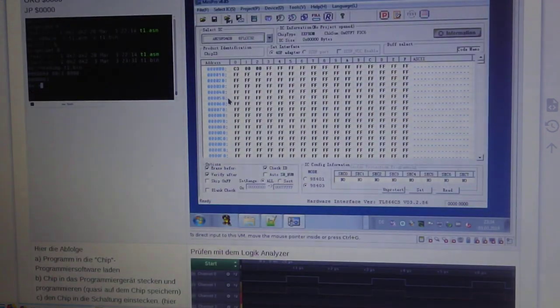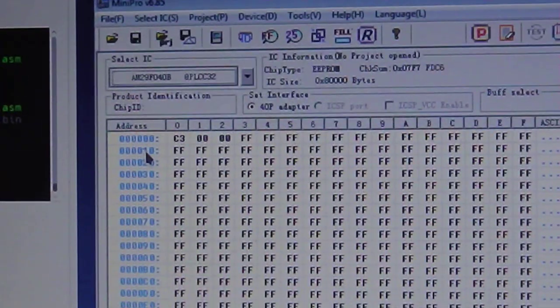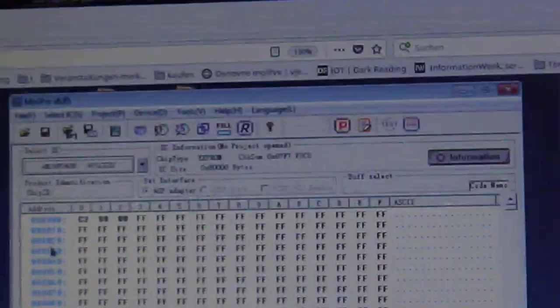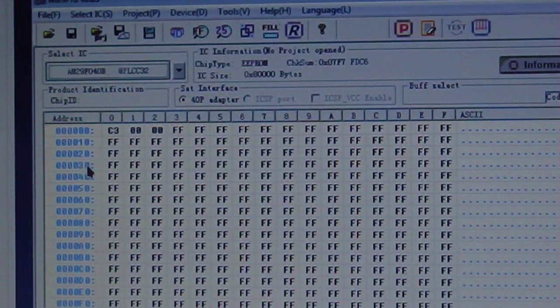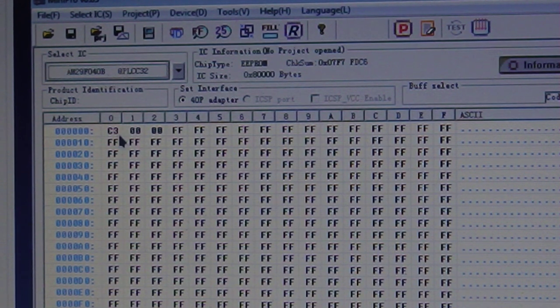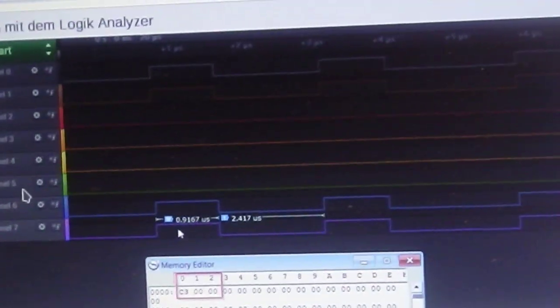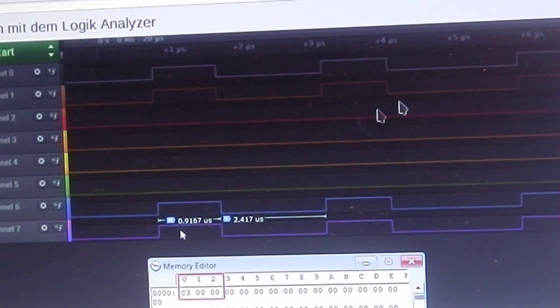Now I made a small software, just an endless loop. Just a jump command which jumps to the first address of the memory space. So it's just jumping back to itself, nothing more. And as I'm monitoring my data lines here, I expect the opcodes coming through the data lines, and they are coming in a regular way.